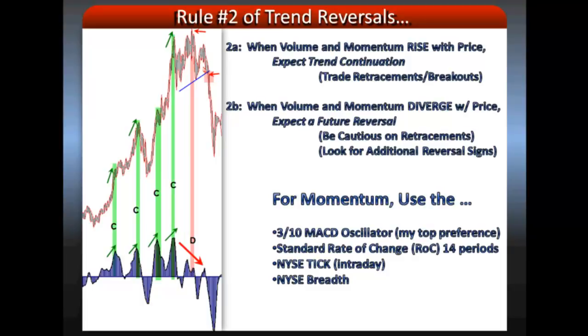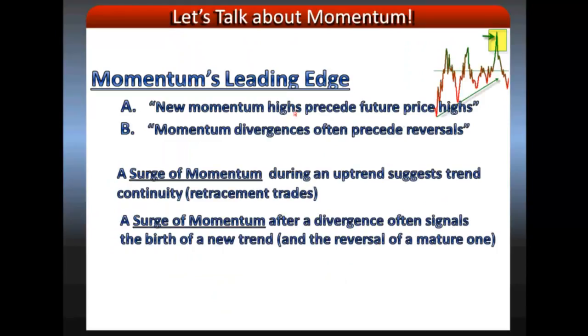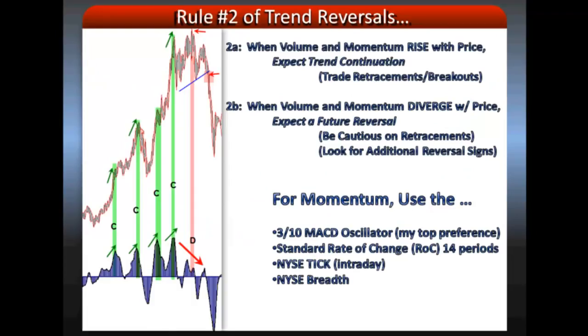And we'll talk about this: rate of change, tick, breadth, 310, what else? Momentum oscillator, even stochastic RSI. I mean, yeah, a lot of things you can use. Just looking for non-confirmation. Now, this is kind of a cool concept. Momentum has a leading edge. So again, that confirmation right here, boom, boom, boom, high, high, high, high, forecasts a trend continuity. But if there are divergences, forecast the opposite.